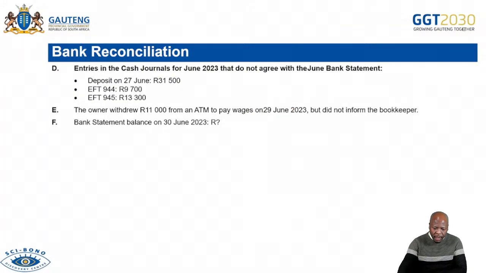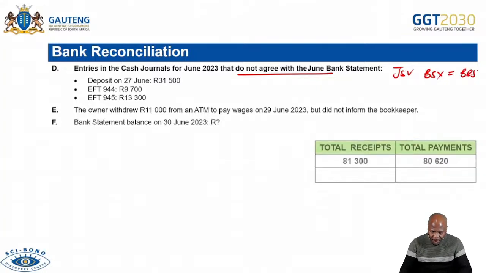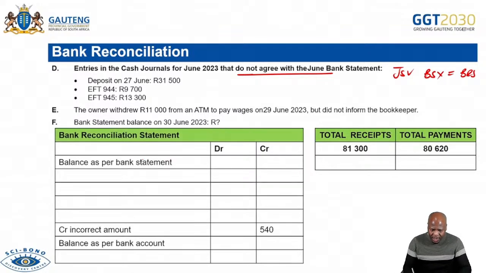Let's go. And then we are now told that we have entries in the cash journals that do not agree with the transactions that are on the bank statement. Where do we go? BRS. Let's see. The first one, we have a deposit on the 27th of June, 31.5. So already we have our balance as per bank statement.